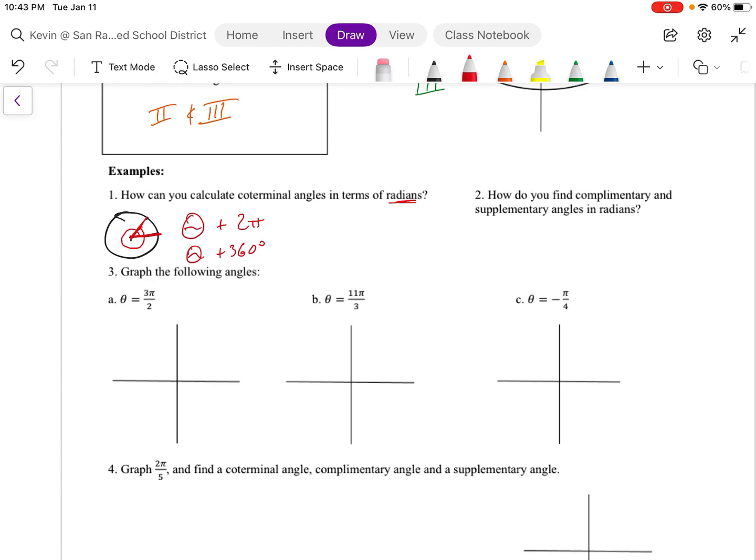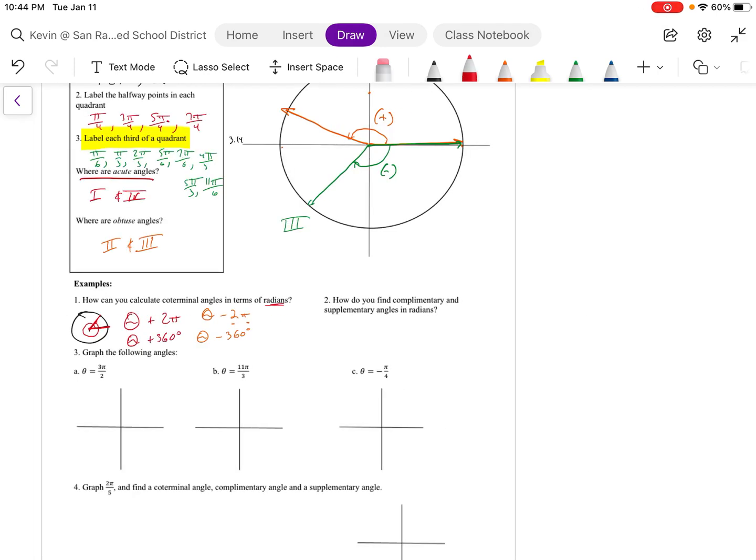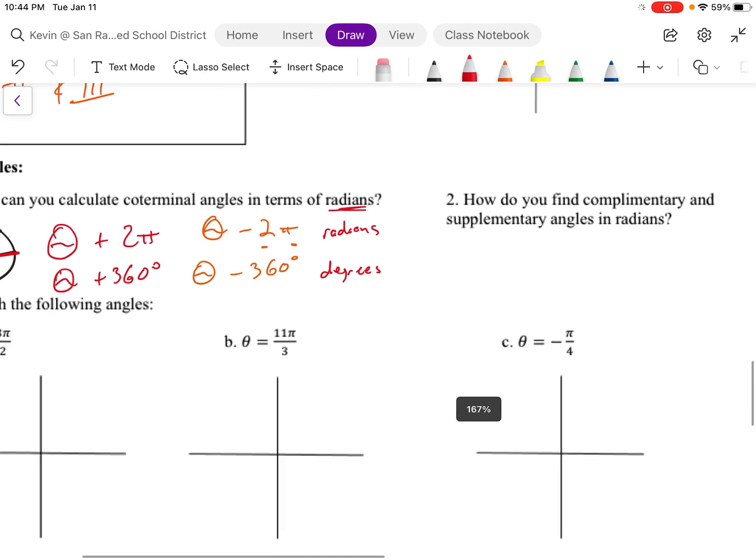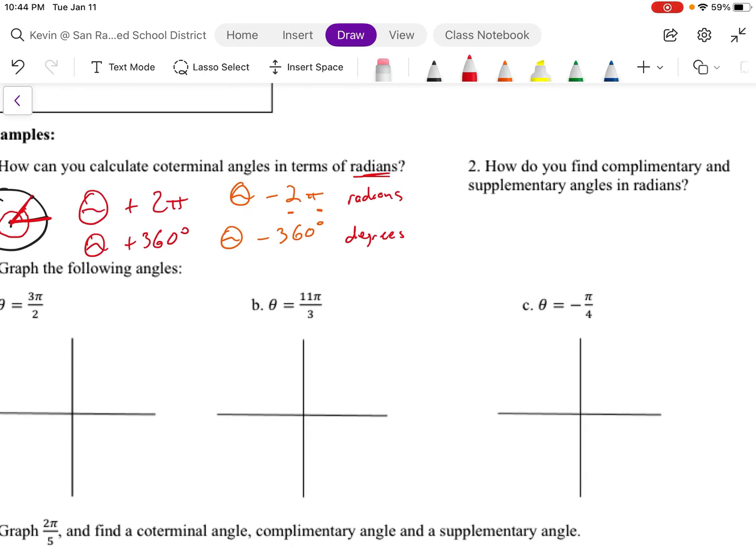Now that's if it's a positive angle, but remember we can also have negative angles. So we could also take our angle and subtract 2 pi, or take our angle and subtract 360 degrees. Okay, so to calculate a coterminal angle, once you have that angle, you either add or subtract 360 degrees, or add or subtract 2 pi, depending on if it's in radians. This is radians, and this is degrees.